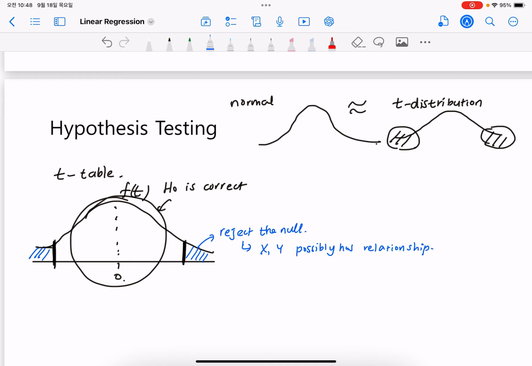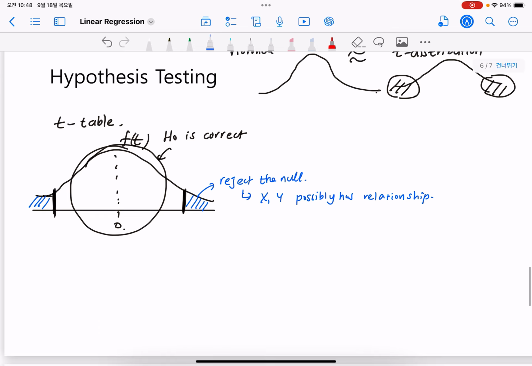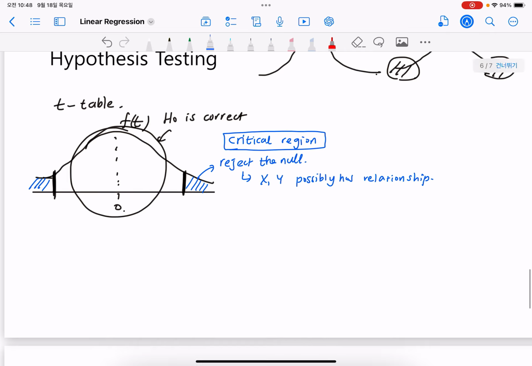Right? So for that, by the way, this part right here, where the null hypothesis can get rejected, is called the critical region. This part that I have set out as blue is called the critical region. So under the critical region, we can reject the null and say that x and y have a possible relation, right? Then how can we define this point? We need some kind of benchmark, right? For that, we need what's called the level of significance, alpha.